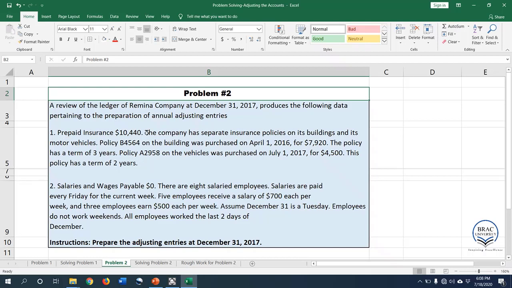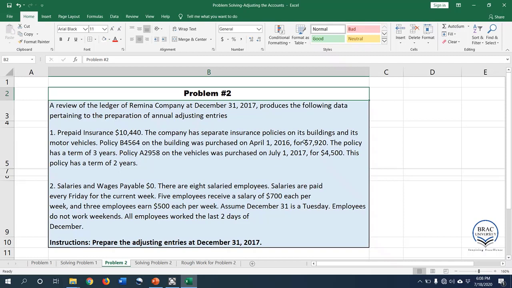Then the company has separate insurance policies on its buildings and motor vehicles. That means it has purchased a separate policy for buildings and also another policy for its motor vehicles. These are the information about those two policies. There is one policy, the term is policy B4564. It is a policy purchased for the building and it was purchased on April 1, 2016. And how much have we paid for this insurance?